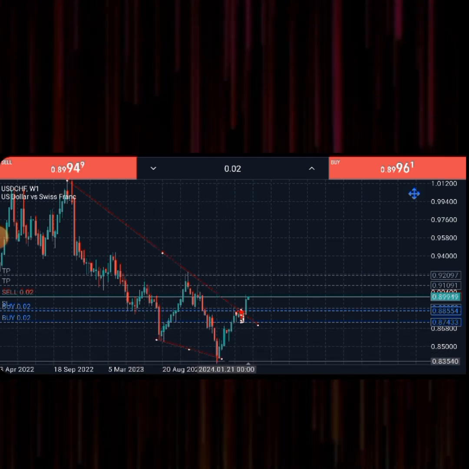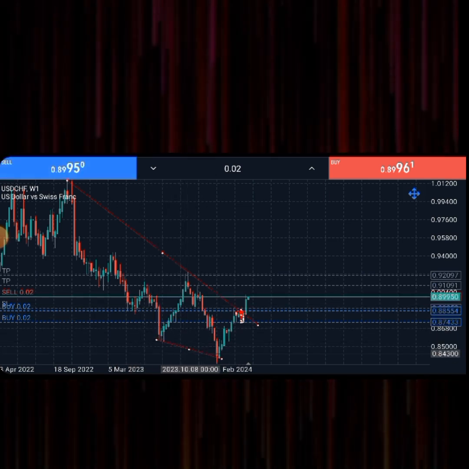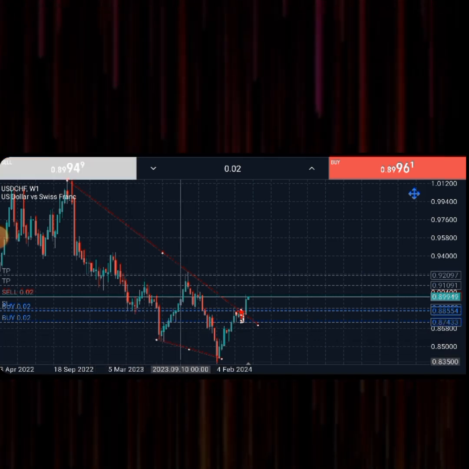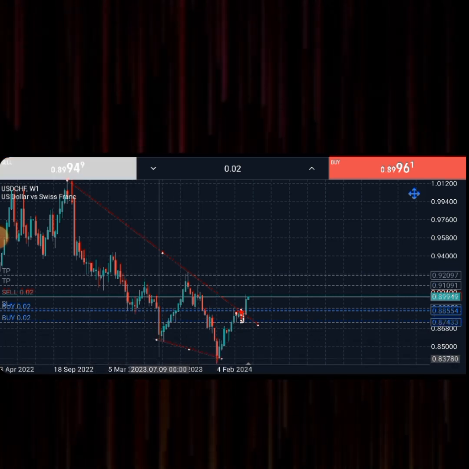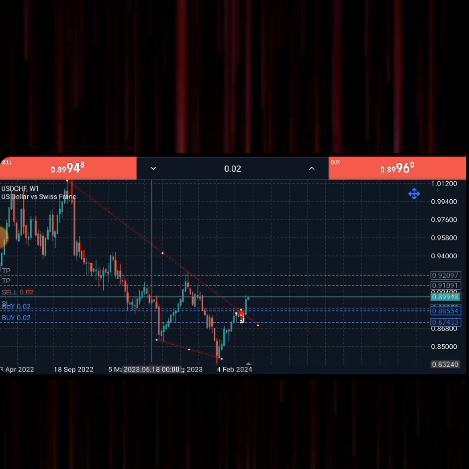See, once we see this type of structure that looks like two legs, understand that we're expecting a reversal move, right? And that's exactly what happened.